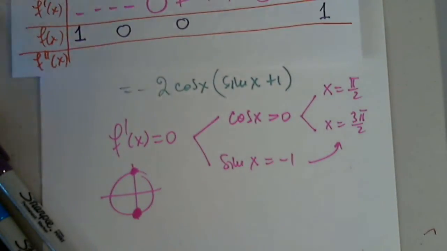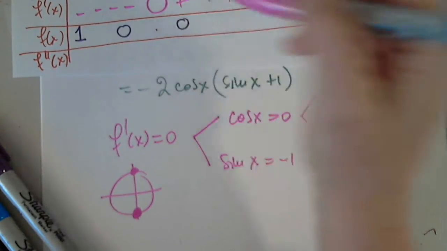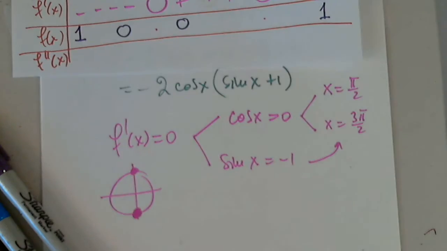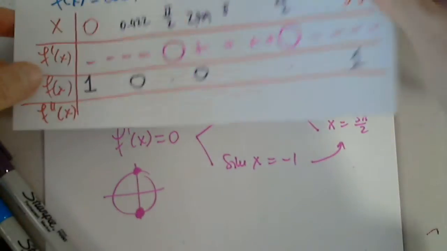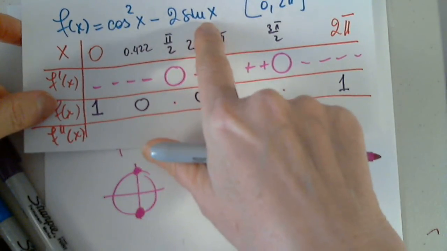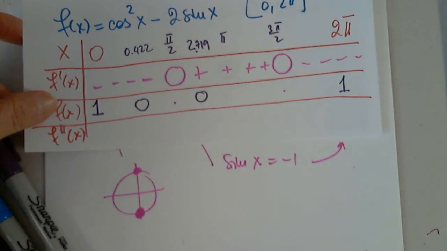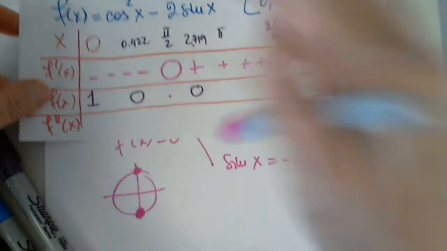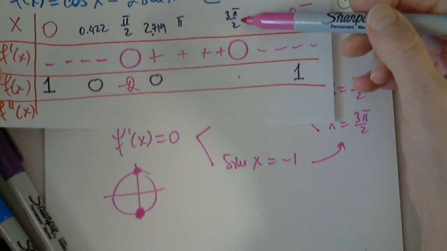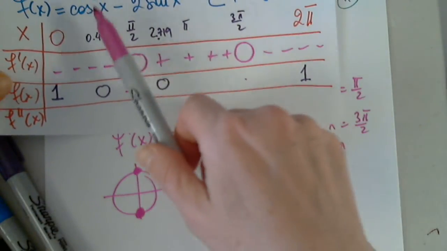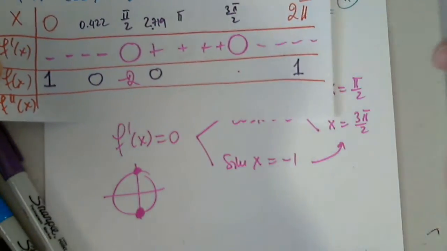Okay. So I do have to plug in pi over 2 in the function and 3 pi over 2. So where is my function? Right here. When I plug in pi over 2, this is 0. This is 1 with -2 will be -2. When I plug in 3 pi over 2, this is 0. This is -1 with -2 is 2.